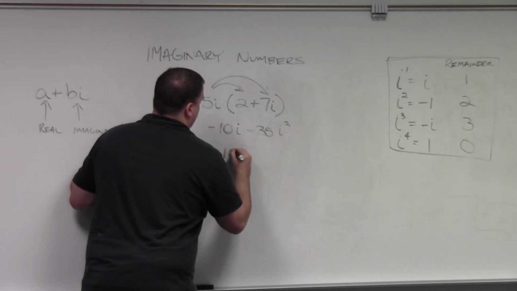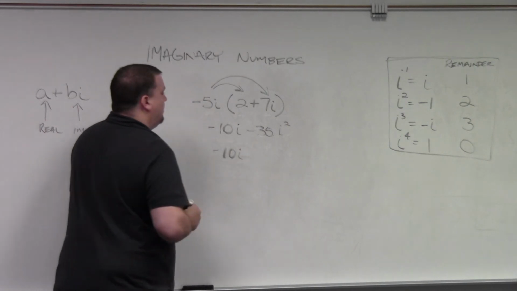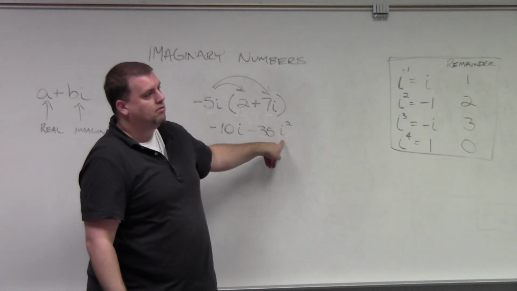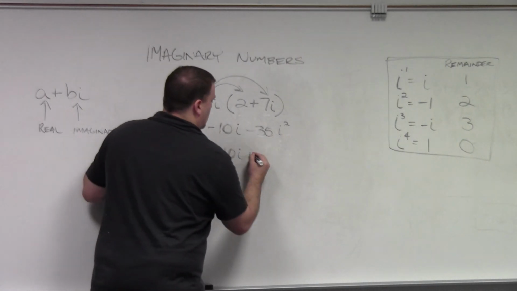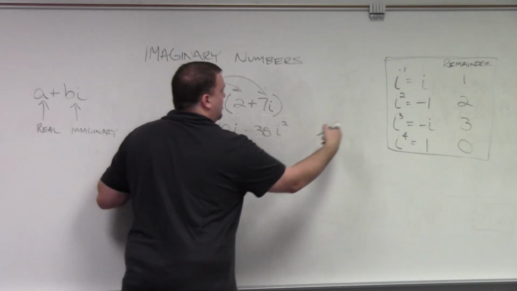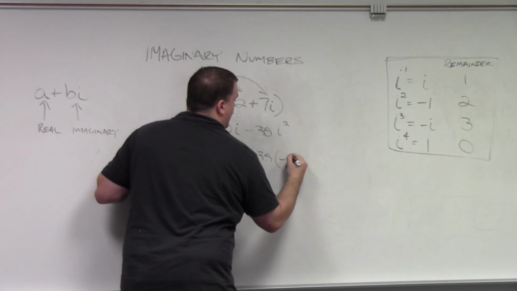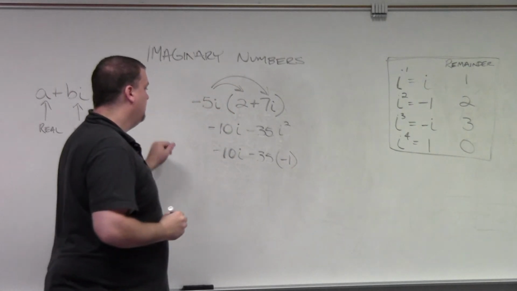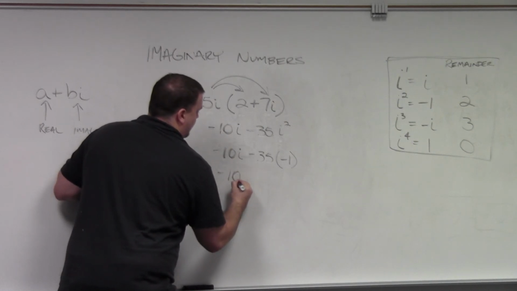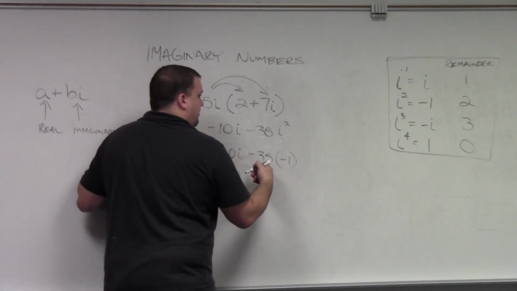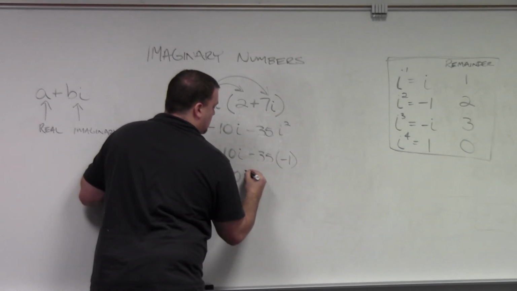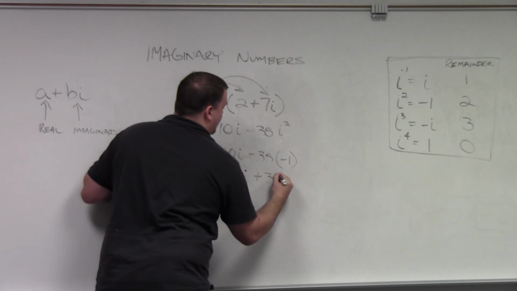But this one's a little different than when we had addition and subtraction. I have a different power of i involved here. Well, let's go back to our chart. What does i squared really mean? Negative 1. So let's replace i squared with what we know it to be by definition, negative 1. So we can take that further. That's negative 10i, and negative 35 times negative 1 is positive 35.